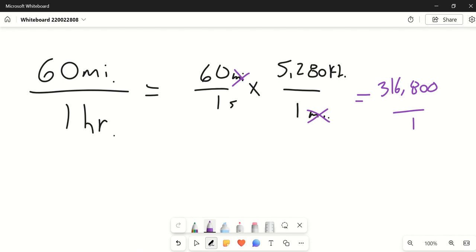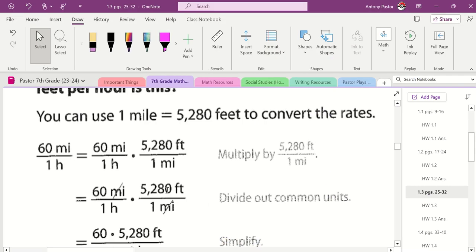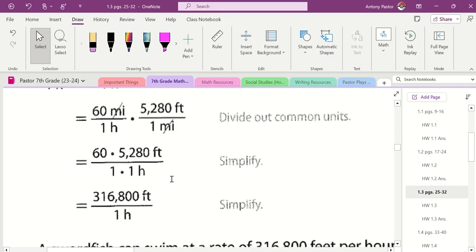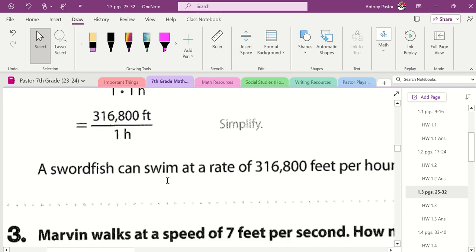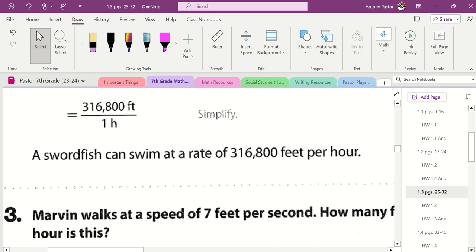And let's go back and look, and again, since this is over 1, it would just be 316,800 feet, and I'd write it per hour. The swordfish can travel 316,800 feet per hour, something like that. A swordfish can swim at a rate of 316,800 feet per hour, and that would be your appropriate answer.